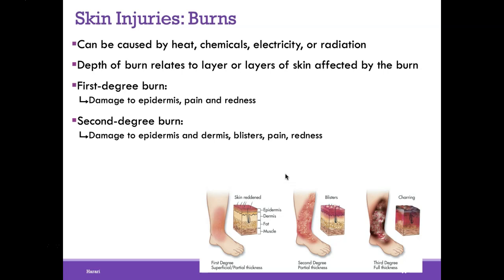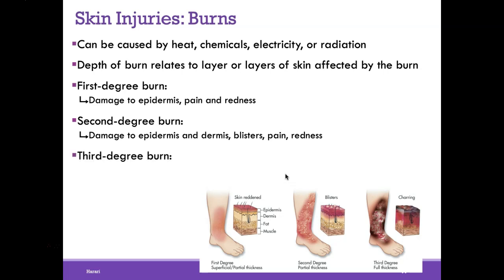A second-degree burn includes damage to the epidermis and the dermis, but leaves some part of the dermis intact. So these are also called partial thickness burns. These can get blistered and very painful. So you do see redness, but the epidermis could regenerate. So it's very severe sunburns. And if you scalded yourself on like hot milk, that would be a second-degree burn.